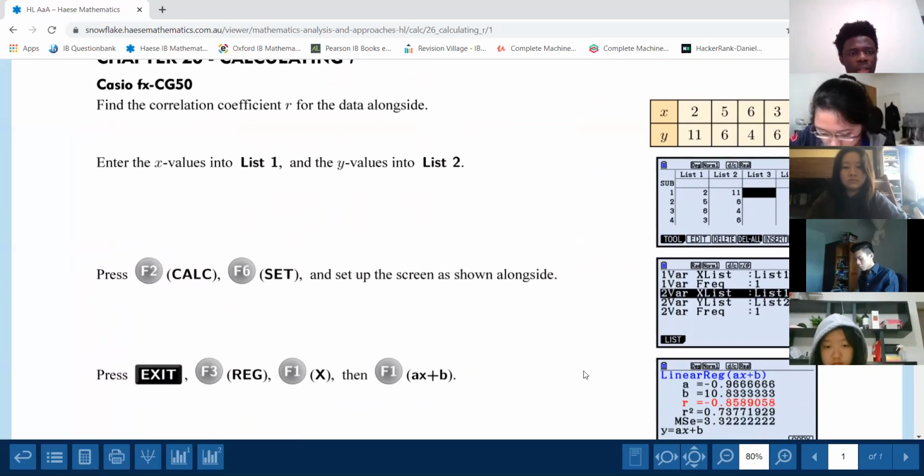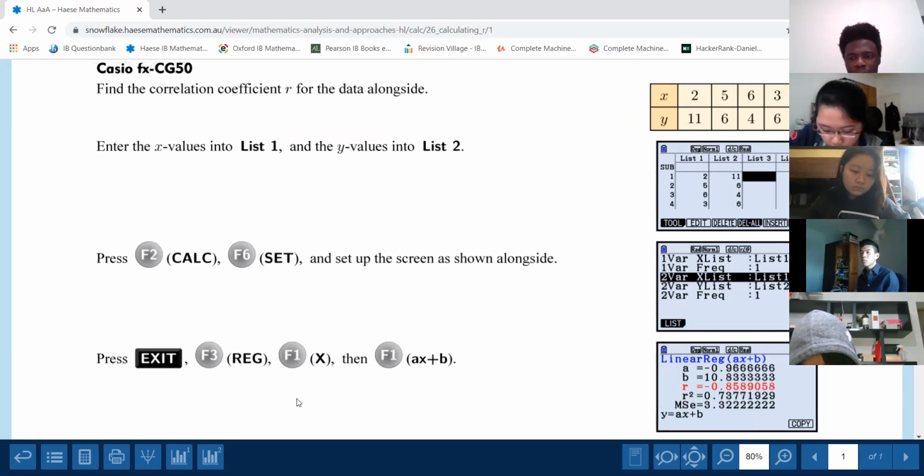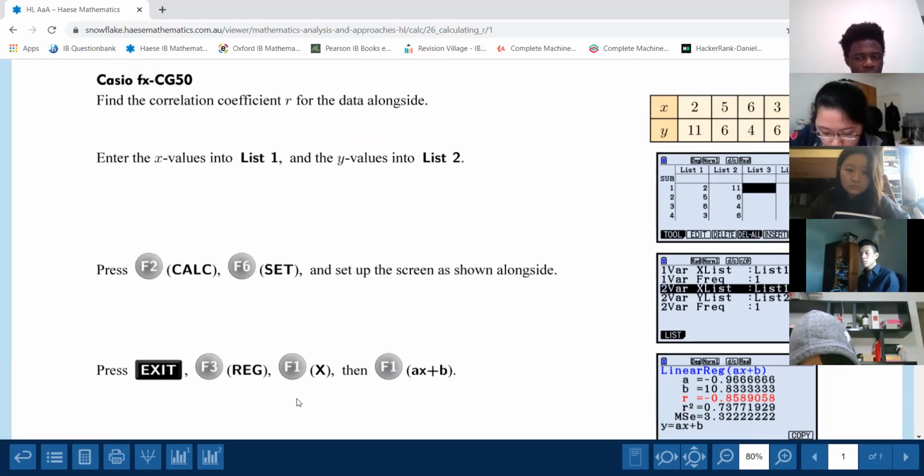So everyone try this. To find the correlation coefficient of this data, enter X in the list 1, Y in the list 2, okay, and follow these steps. So let me know when you're done with it. You're supposed to get R is equal to minus 0.85.